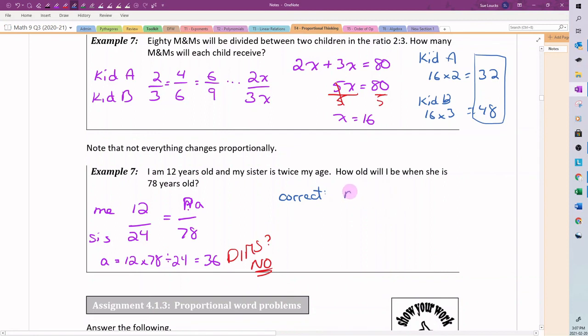is going to be this: I'm 12 and my sister is 24, and there's a minus 12 relationship here, right? So I'm always going to be 12 years younger than my sister, right? That's never going to change. So when my sister is 72, I'm going to subtract 12 from that. So I'm going to be 60 when my sister is 72 because I'll always be 12 years younger than she is.